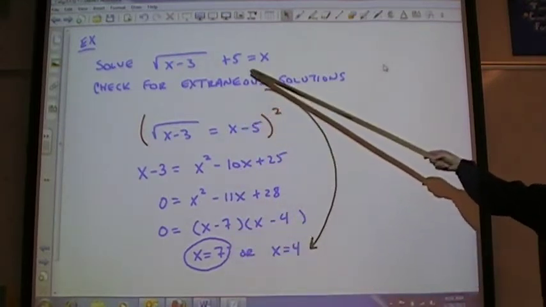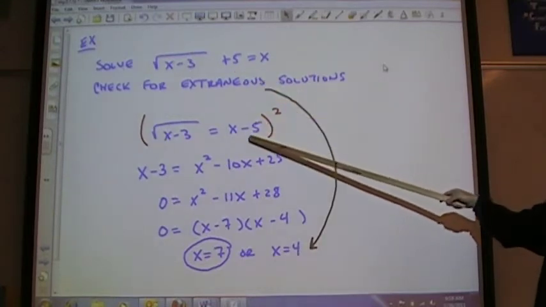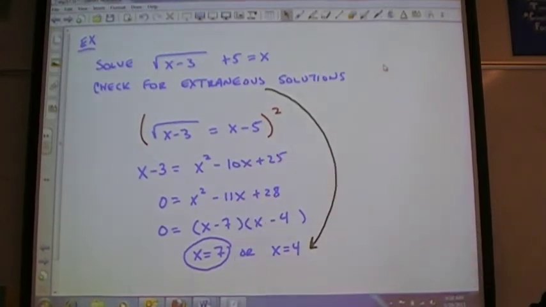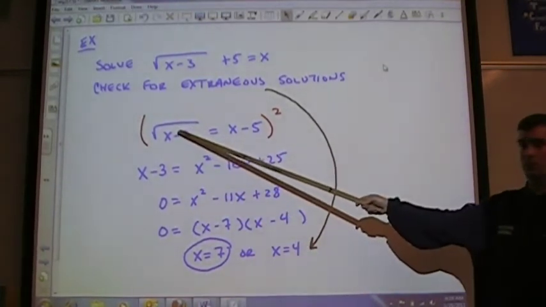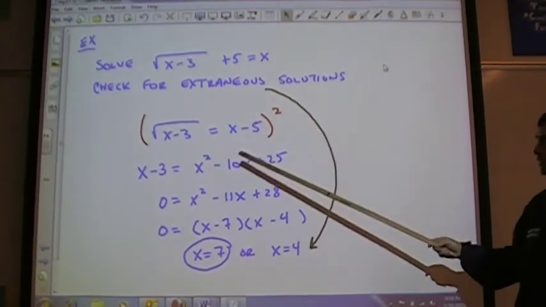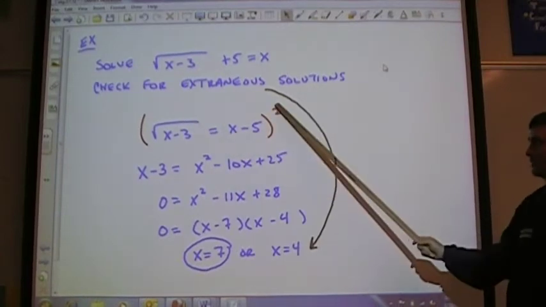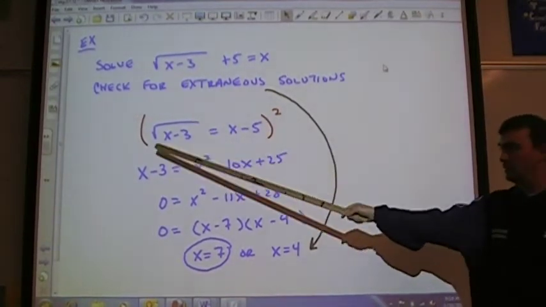So in this case, do what we did in the first example. Subtract 5 from both sides. So you end up with the square root of x minus 3 equals x minus 5. To get rid of the radical, you square the whole problem. So on the left side, the square root and the square cancel each other out, so you're left with x minus 3.